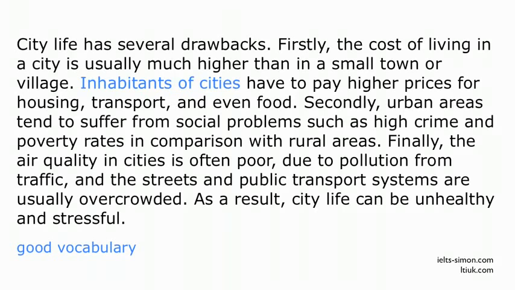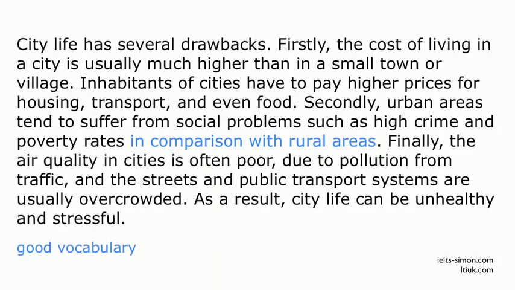I've used inhabitants of cities to talk about the people. In English, we like writing lists of 3 points: housing, transport, and food. Urban areas is good because I've avoided repeating cities too many times. Suffer from social problems, it's good language. I've used such as to introduce some examples. Crime rates and poverty rates are good collocations that you should know for IELTS. And I've made a comparison, in comparison with, that's a phrase that you should know.